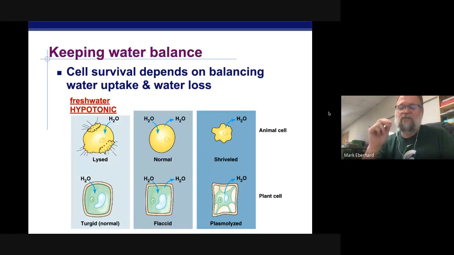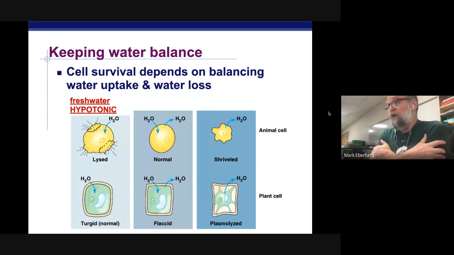So hypo means below. You've heard that if somebody falls through the ice in a pond, they can get hypothermia. Your body temperature drops well below what it should, and that can be dangerous. You might have heard of a hypodermic needle. A hypodermic needle is a needle that goes below the dermis, the skin. So hypo means below. In this case, hypo means there's low solute in the environment.